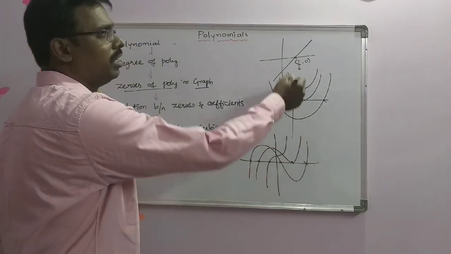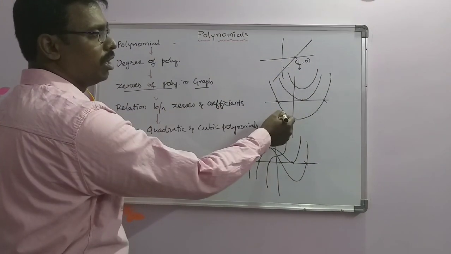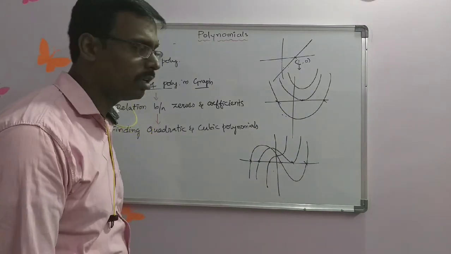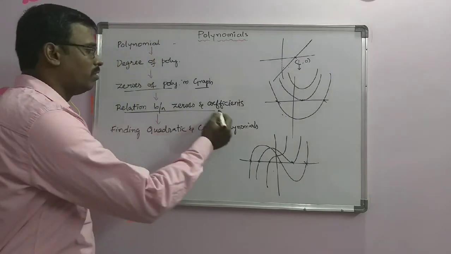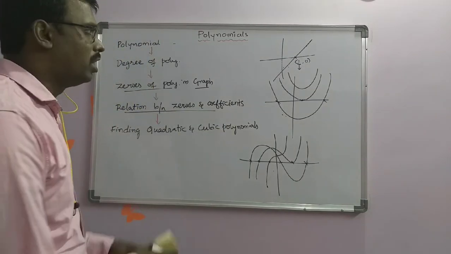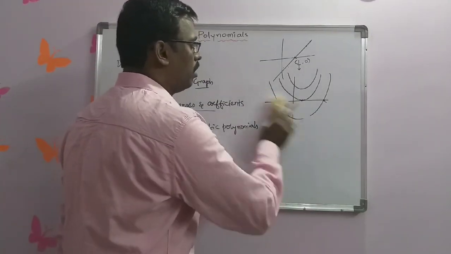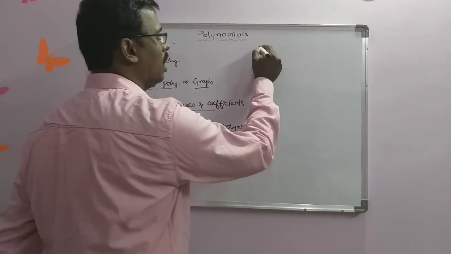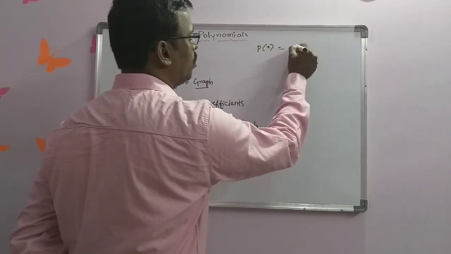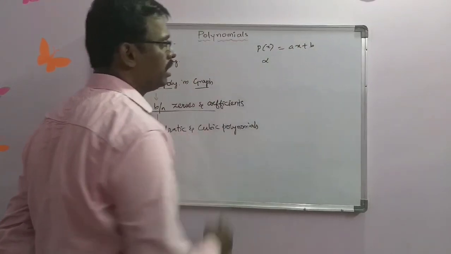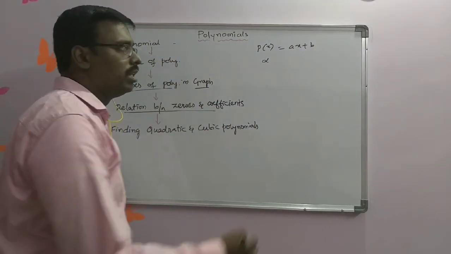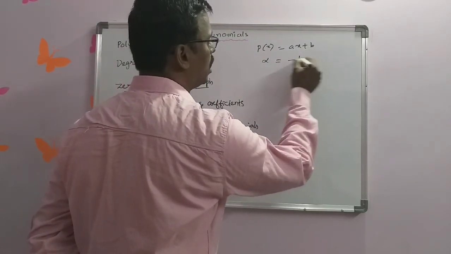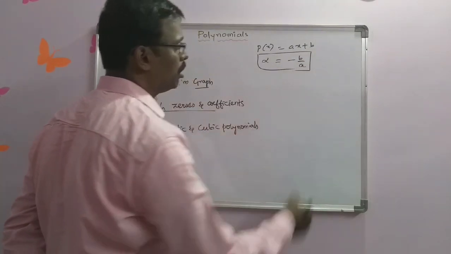Shapes of the graphs, remember: linear polynomial, straight line; quadratic polynomial, parabola, U-shaped curve; and cubic polynomial, S-shaped curve, right? Then coming to the relation between zeros and coefficients. For a linear polynomial, we have only one zero, so we'll take that zero as alpha. If p of x equal to ax plus b, and alpha is the zero of that polynomial, then alpha can be written as minus b by a, right? This is the first relation, for the linear polynomial.